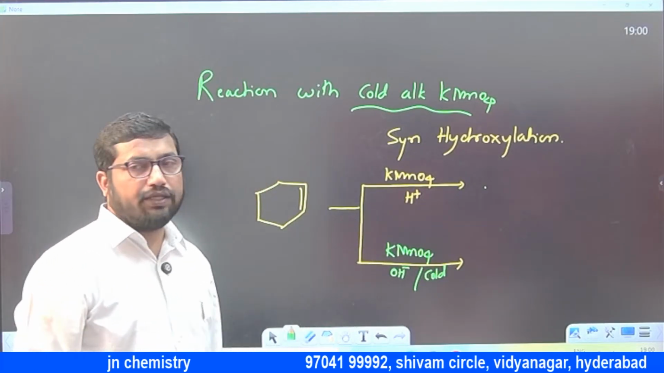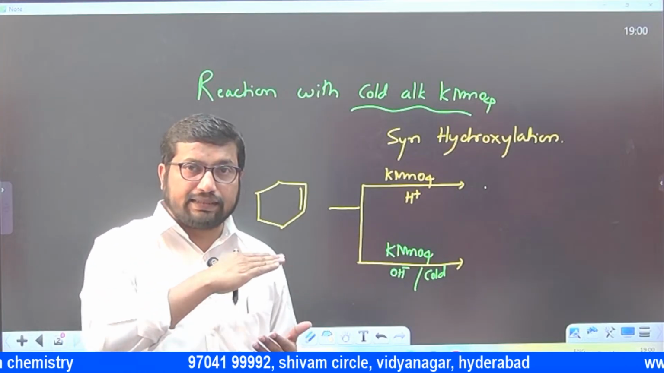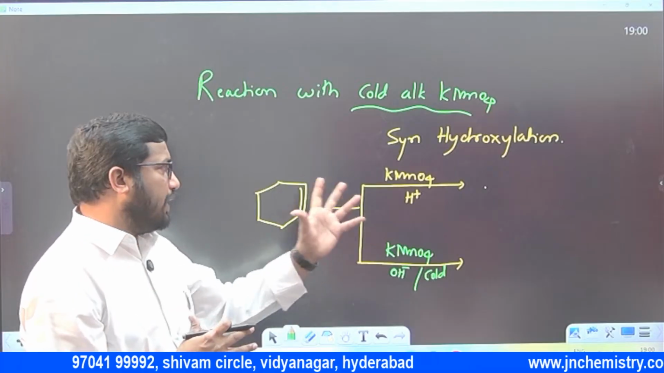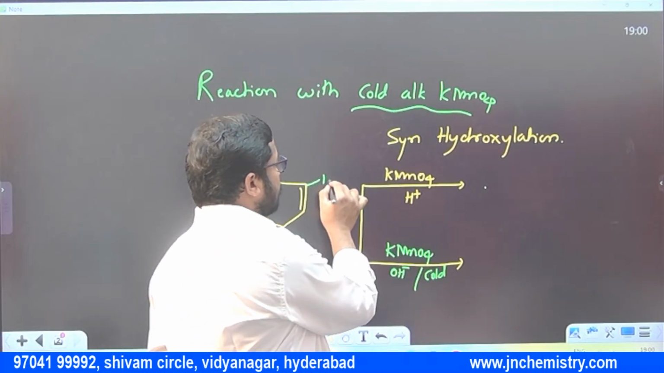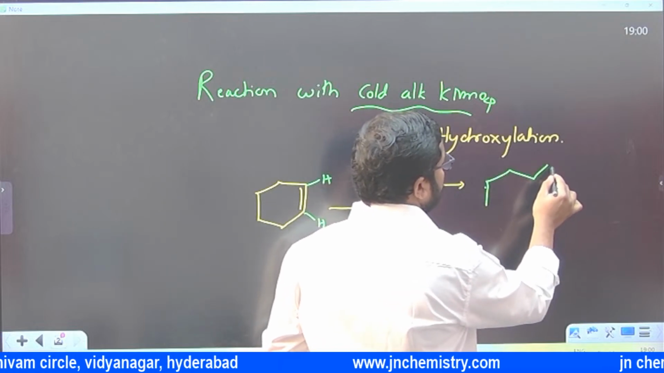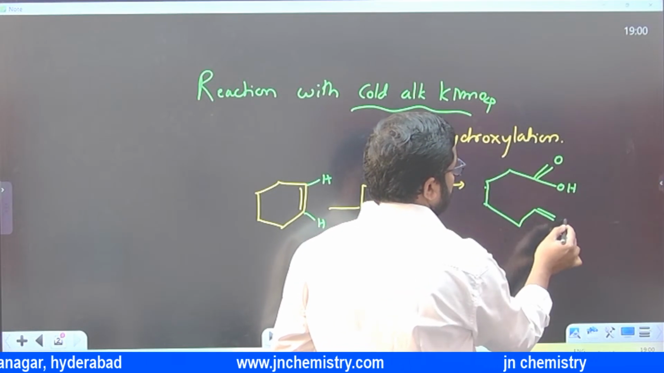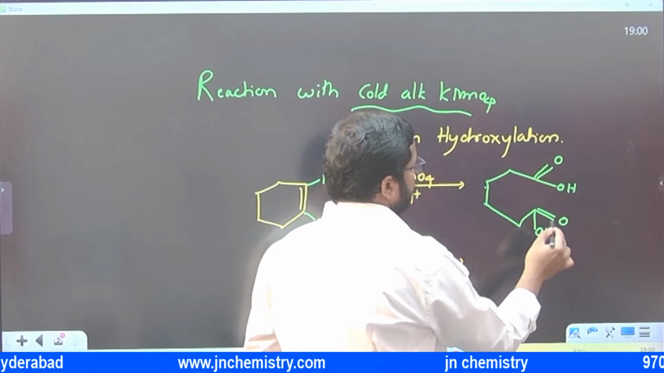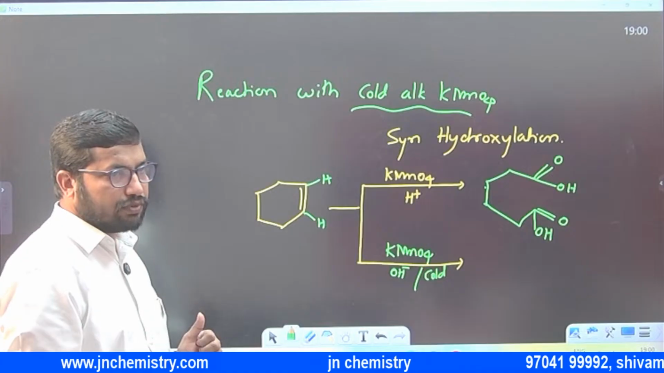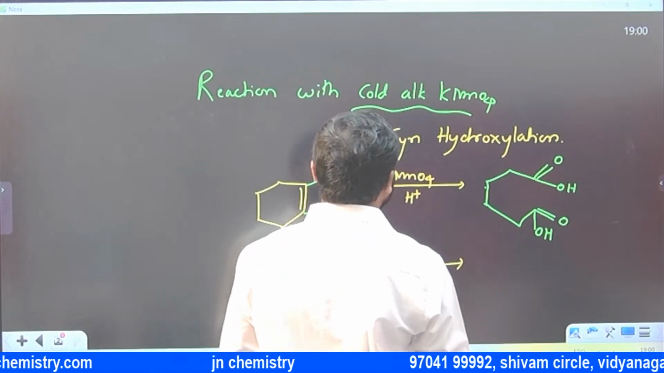Here, as I told you, first we need to do the ozonolysis, then the two hydrogens we need to replace with OH groups. This exactly takes place, we already discussed. Write it down when I am writing. And syn hydroxylation takes place here.